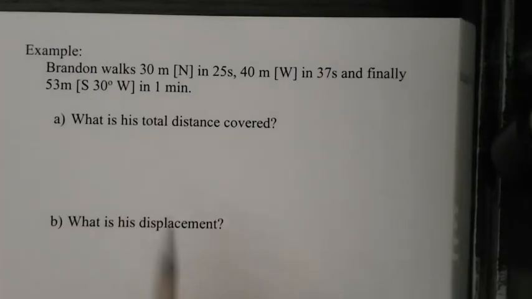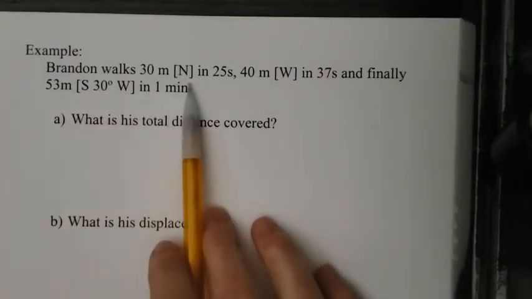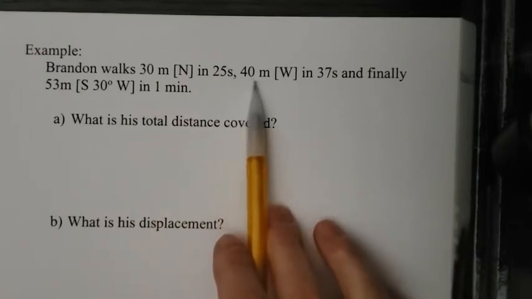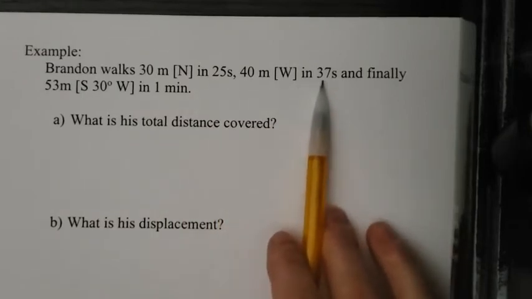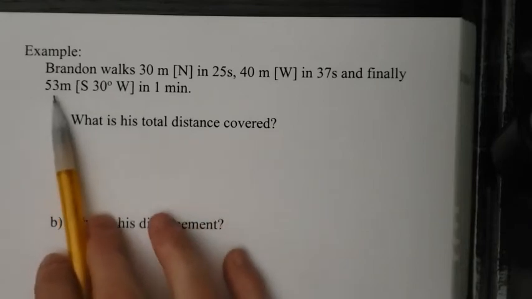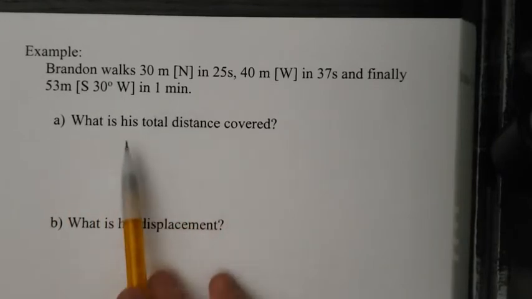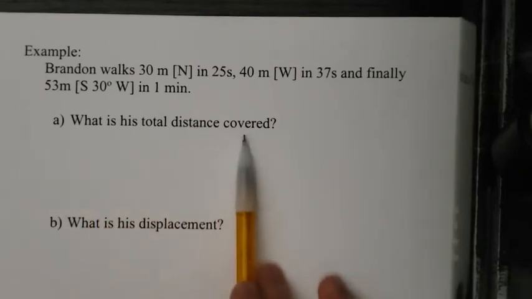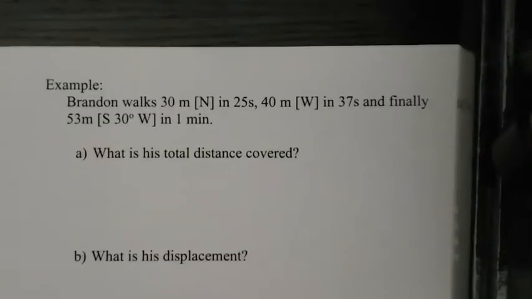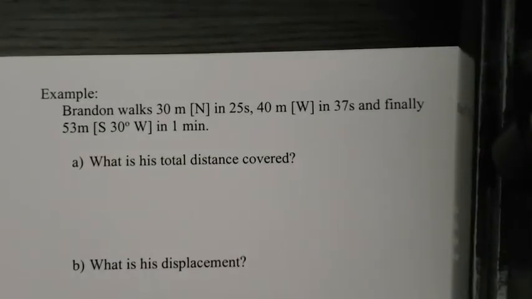Here's our example. It says Brandon walks 30 meters north in 25 seconds, then 40 meters west in 37 seconds, and finally 53 meters south 30 degrees west in 1 minute. And we're going to look for a bunch of different things. The first is his total distance, his displacement. We're looking for the average speed and the average velocity. Before we even begin, we should start by writing down all our given information.